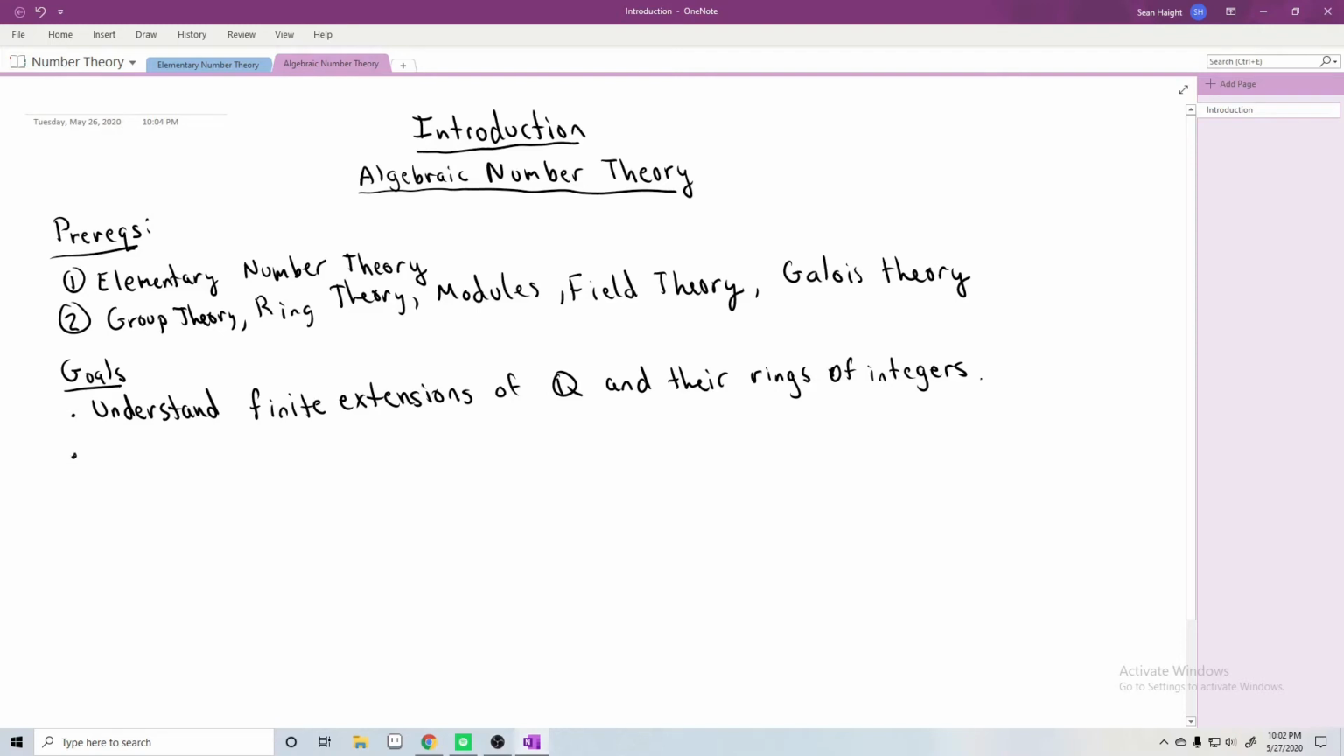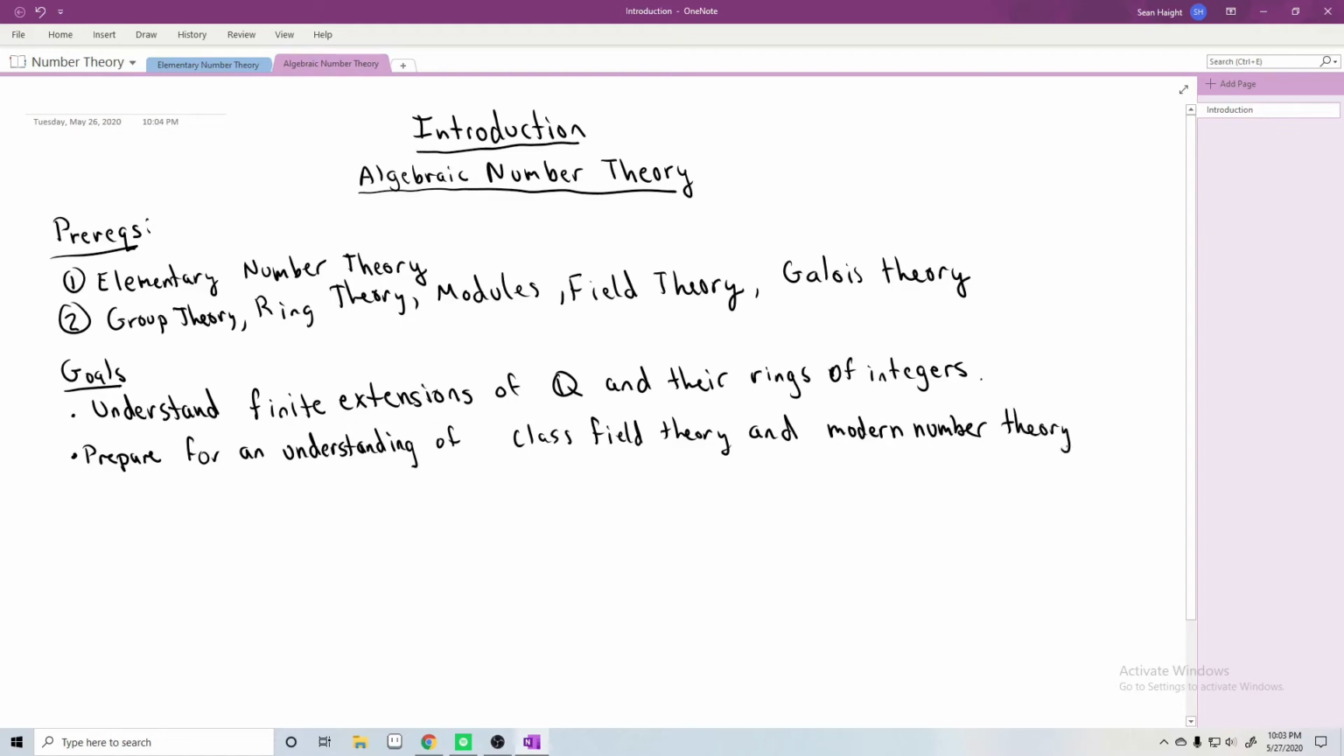The next step that you would take after something like this is to try to understand class field theory, abelian class field theory. So this prepares for an understanding of class field theory. And if you intend to do any graduate level work in number theory, unless you are really analytic, algebraic number theory is going to be an absolute necessity. Just developing this language is super important if you want to do modern number theory at all.